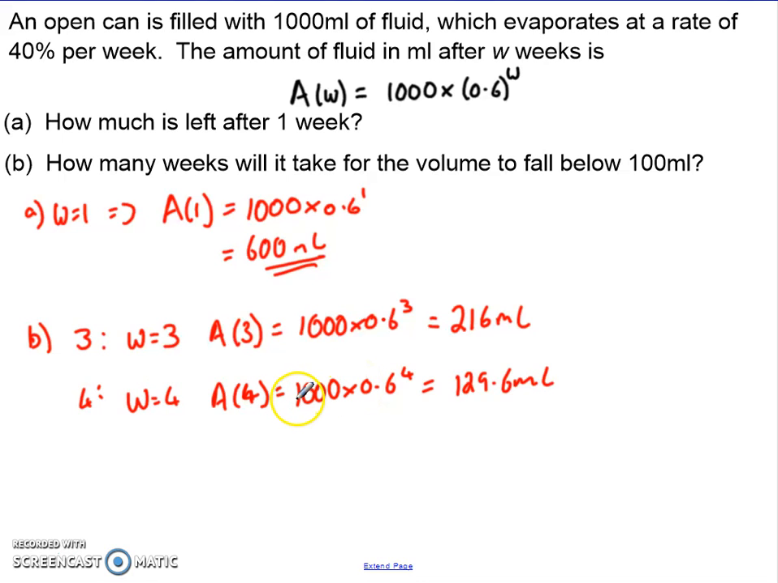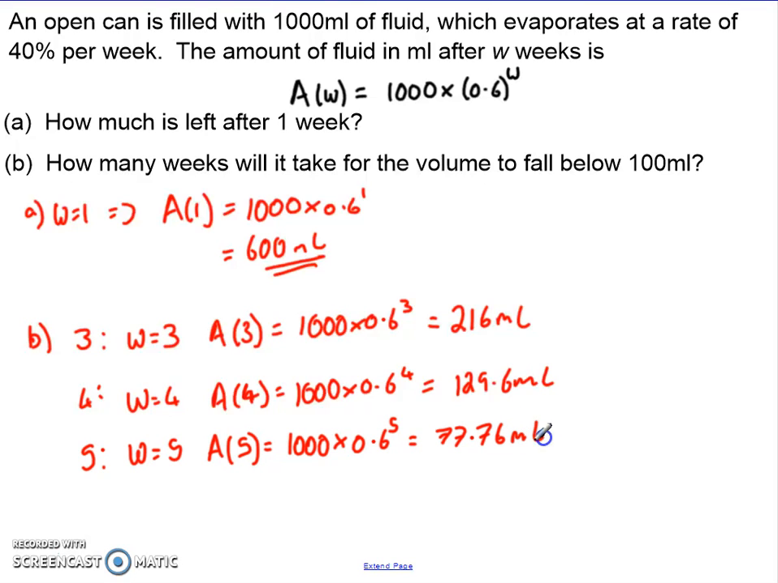Now logic dictates it would be the next week. However, we can't just do that. We have to prove it. So you have to show when it falls below 100 millilitres, not just say, oh, the previous week was nearly there, this week will be there. So in this case, we're looking at week 5, so it's 1000 times 0.6 to the power of 5. Plug that in your calculator, you get 77.76 millilitres. So by this point, it's now below 100 millilitres.